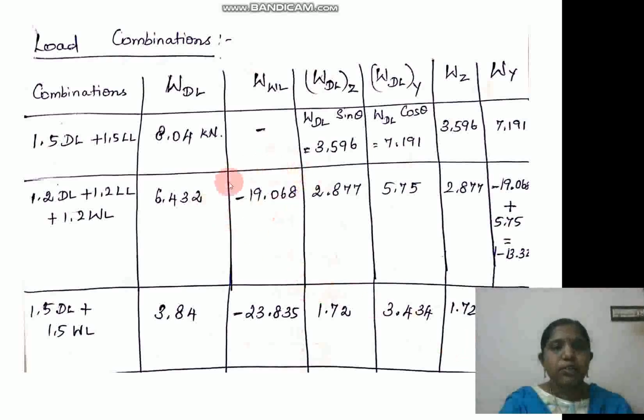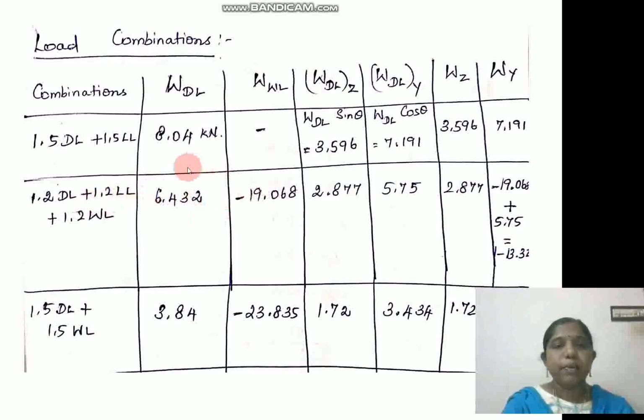Now this is 15.89 into 1.2, that is your minus 19.068 kilonewton. Why I have used minus is to show the direction of its action. It is away from the structure, that is why minus. It is towards the structure, that is why plus.